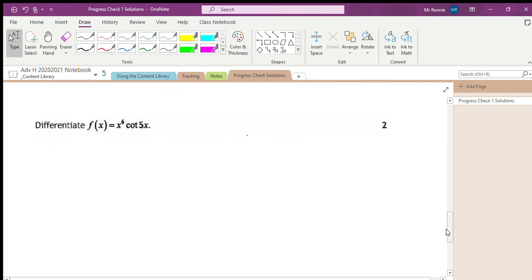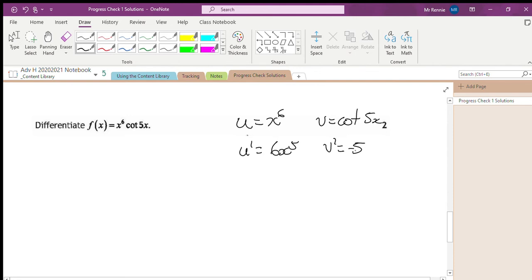Okay, so we're going to differentiate for question 3. The first thing is we've got a product rule, so I've got u is x to the power 6 and v is cot 5x. You'll need your formula sheet for this. Differentiate them both, I get 6x to the power 5, no problem there. Differentiate this, well cot becomes negative cosec squared x, but remember the 5 does come down to the front like it would if it was sine or cos, so it's negative cosec squared 5x. So that's my u dash and my v dash function.